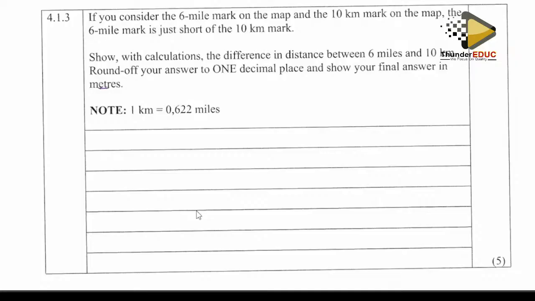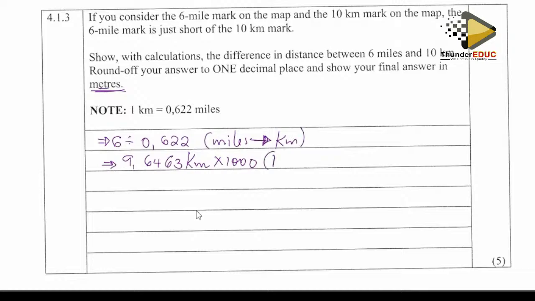So if I have 6 miles, what will they be in kilometers? That means I need to divide by this. So here I get my 6 miles divided by 0.622. I have it as 9.6463. These are kilometers. What do I do? I multiply by 1,000. Why am I multiplying by 1,000? I need meters. The first one was miles to kilometers. So the second one is kilometers to meters. So I multiply this by 1,000 and I will end up having 9,646.3, but let me round off straight away.